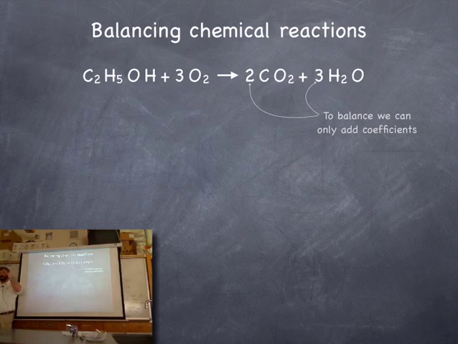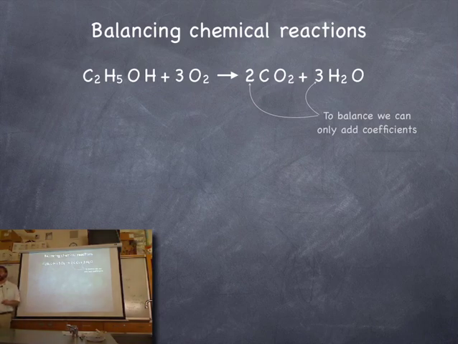Look for elements that occur in one molecule on each side. Start with those ones. If you have any element by itself, save it for last. And then it's an iterative process. Sometimes you're going to have to come back and you'll say, oh, I had to change this number, which means I got to come back and change all these numbers. There's a certain amount of guess and check involved. It's an iterative, cyclical process.